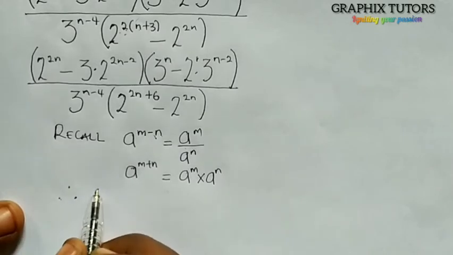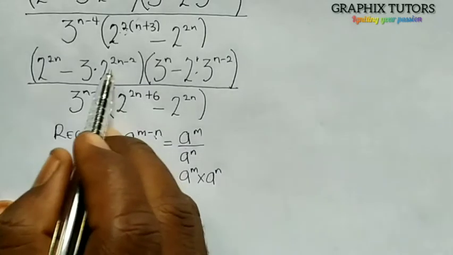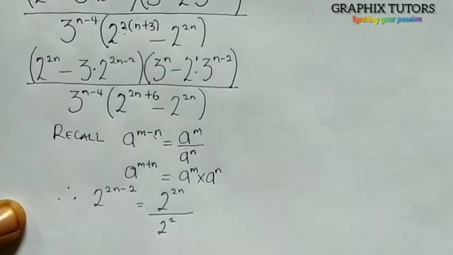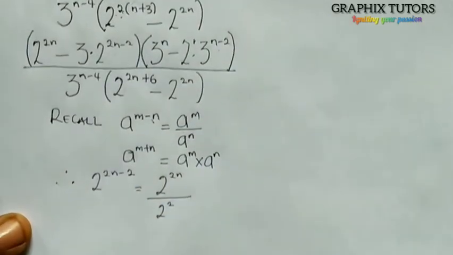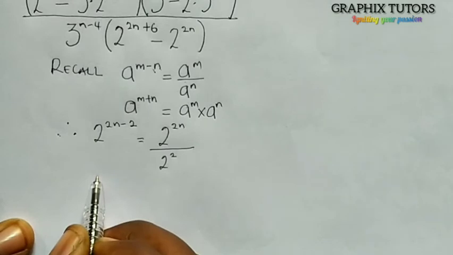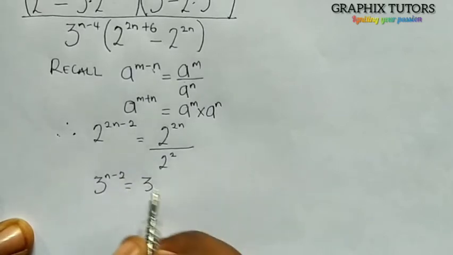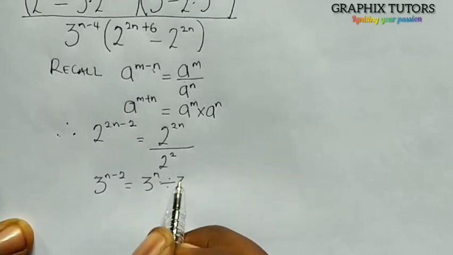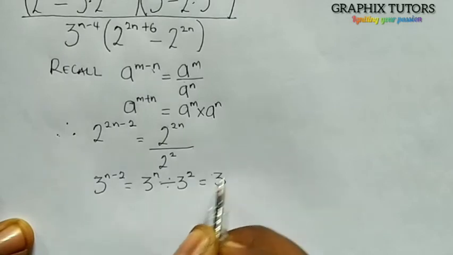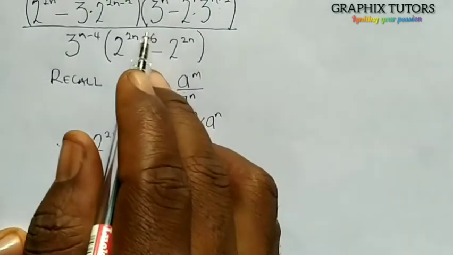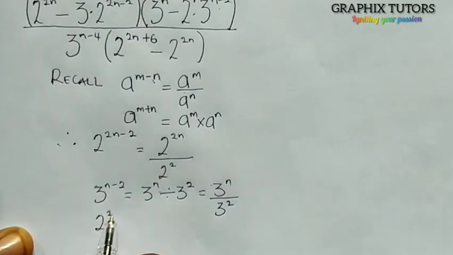Therefore, my 2n minus 2, which is this guy here, will give me 2n all over 2. That's what we have there. Now, the next one is 3n minus 2. So when you have 3n minus 2, it's like saying 3n divided by 3 squared, and that will give me 3n over 3 squared. Right?